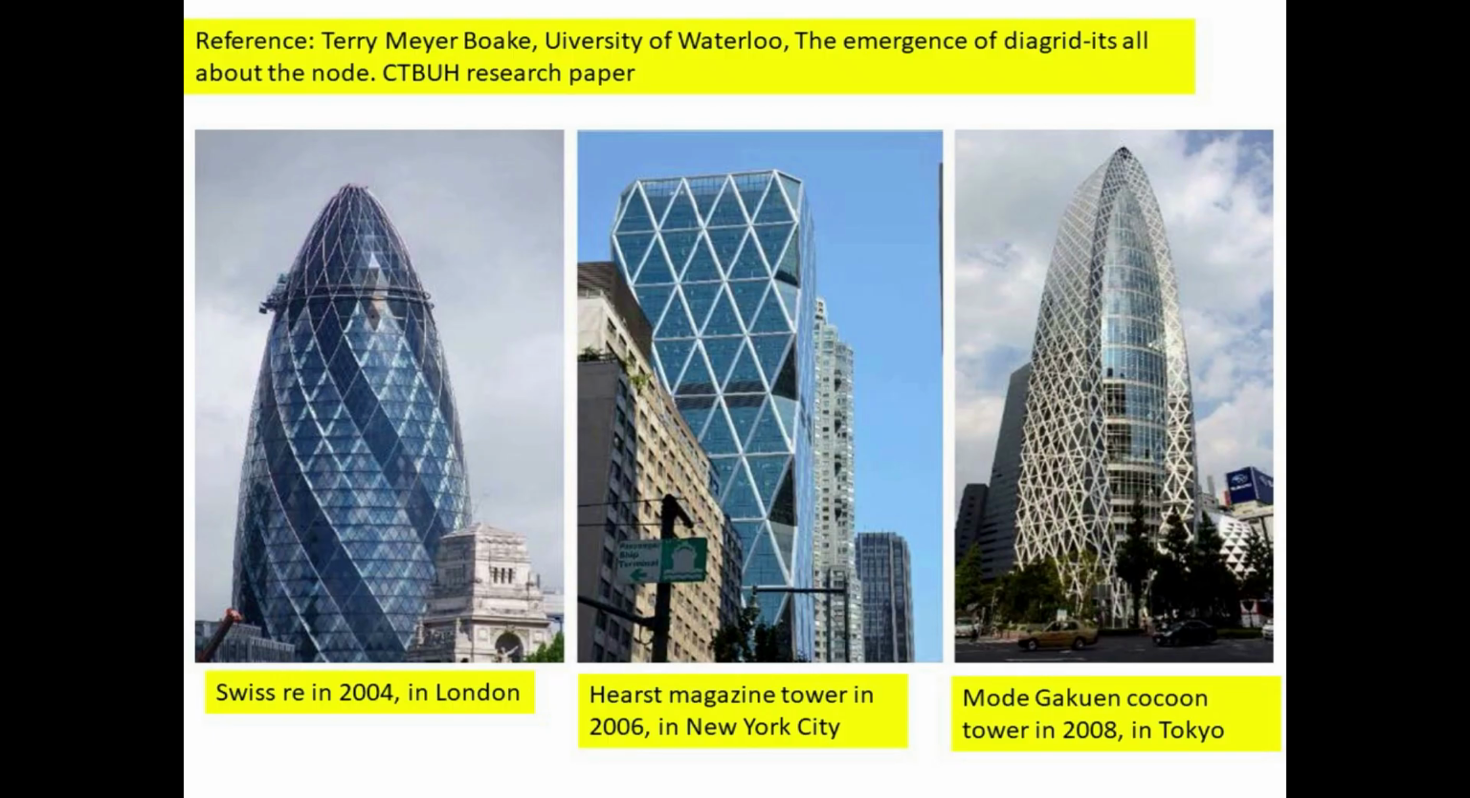Diagonalized grid structures have emerged as one of the most innovative and adaptable approaches to structuring buildings in this millennium. Based on the revolutionary structural concept for towers invented by Vladimir Shukhov in the late 1800s, the use of diagrids as a contemporary formal structural language for tall buildings only started in the 2000s. Examples being Swiss Re in 2004 in London, the Hearst Magazine Tower in 2006 in New York City, and the Mode Gakuen Cocoon Tower in 2008 in Tokyo.